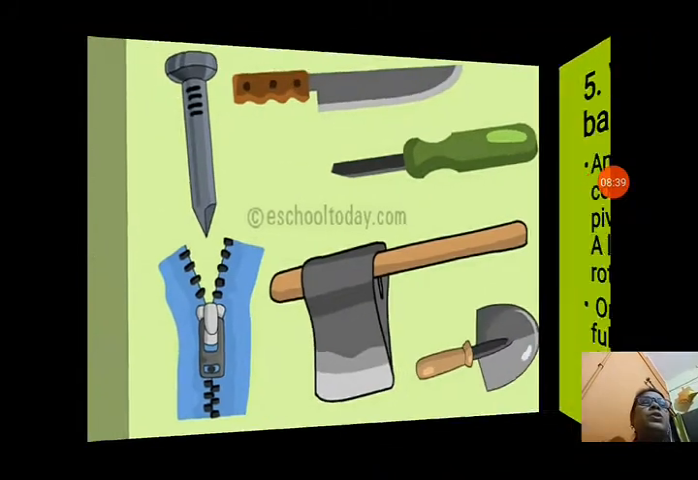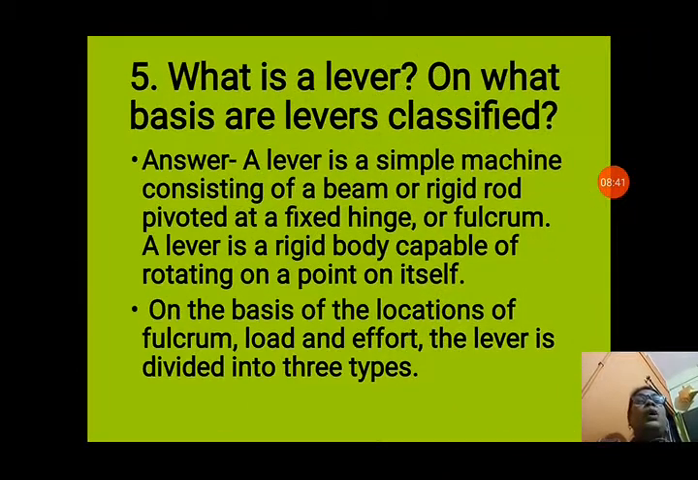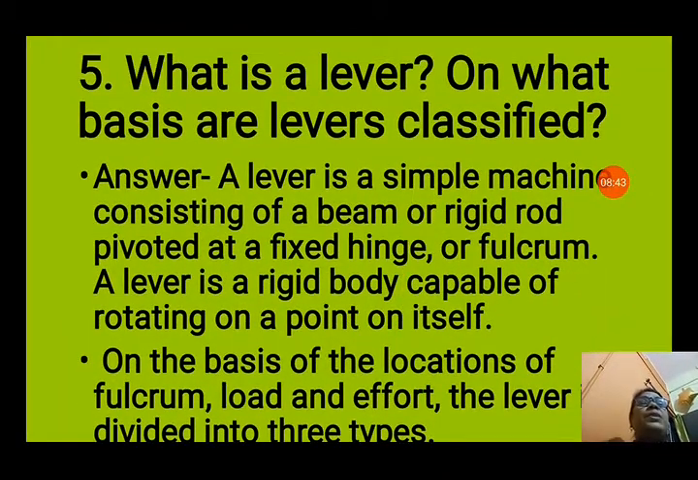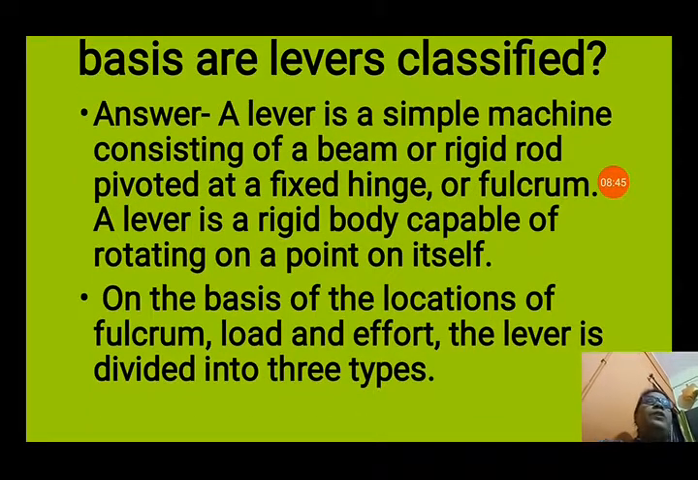Now next, what is a lever? Question number 5. On what basis are levers classified? A lever is a simple machine consisting of a beam or rigid rod pivoted at a fixed hinge or fulcrum. So there is a point of support for the lever that is called the fulcrum, from where the lever moves. A lever is a rigid body capable of rotating on a point on itself. That point is the fulcrum on which it can move.